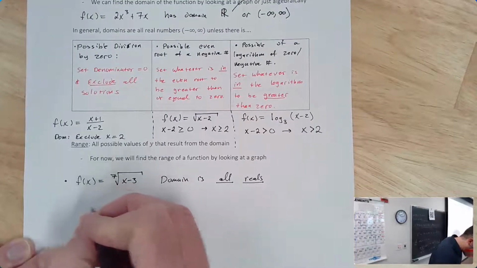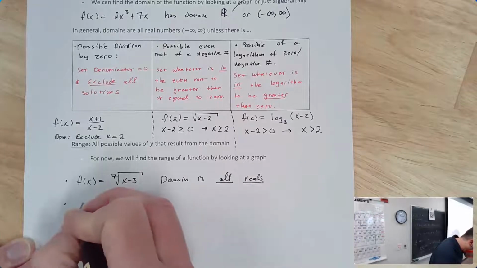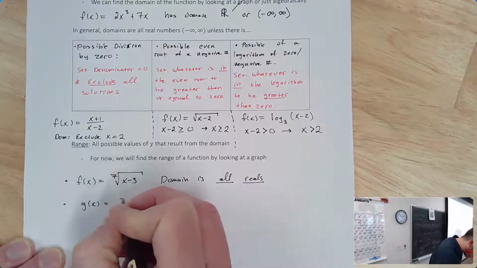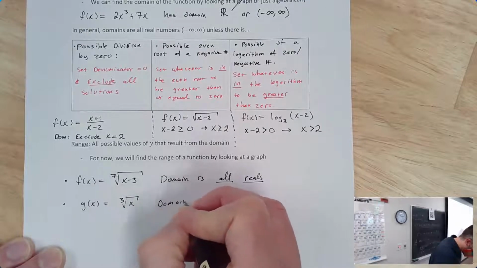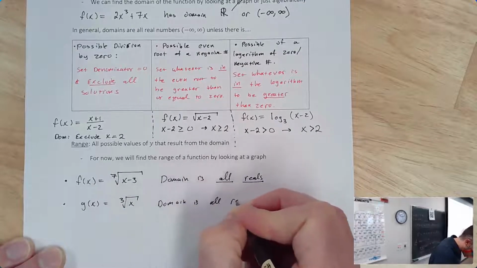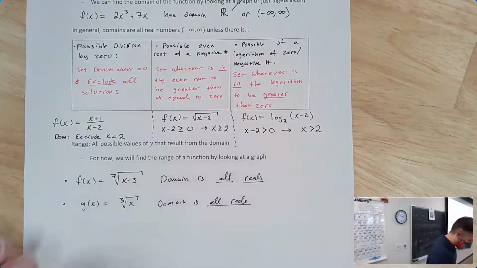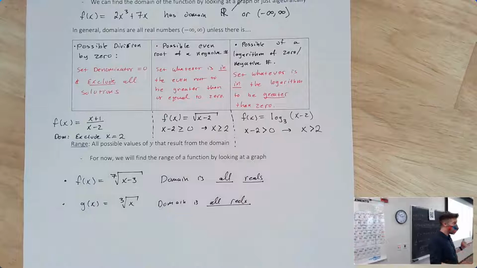More generally, if I look at something like the cube root of x, the domain is again all reals. We can take the cube root of any positive number and any negative number. What's the cube root of 8? 2. What's the cube root of -8?